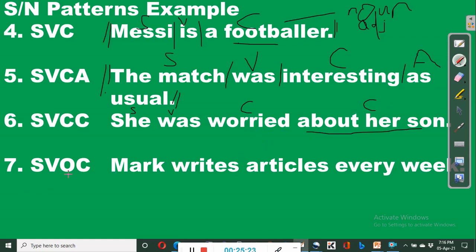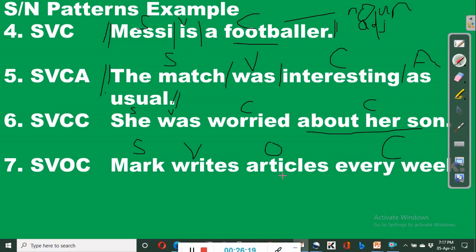All right. Now the seventh one is SVOC, subject verb object complement. So here we are going to look at a complement of the objects. All right. So here we are looking at the sentence, Mark writes articles every week. So here Mark is the subject, the doer of the action of writing. The verb is writes, then the object is articles, because the action of writing is performed on articles. Articles is the receiver of the action of writing performed by the subject Mark. Every week is an adjunct, is a complement, please.